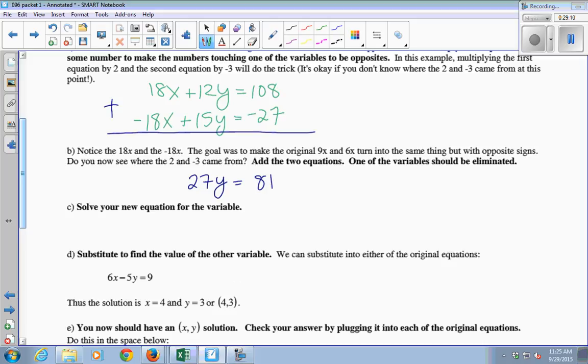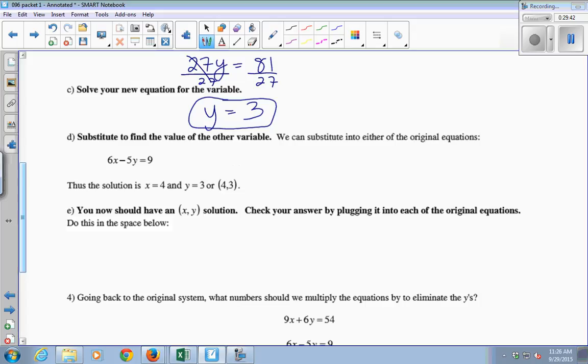All right. And then where'd 27 come from? Oh, divide by 27. Divide by 27. So those cancel, and I get y equals 81 over 27, 3. So I now know one of my solutions, one piece of my solution. My solution should be an x and a y because I have 2 unknowns.